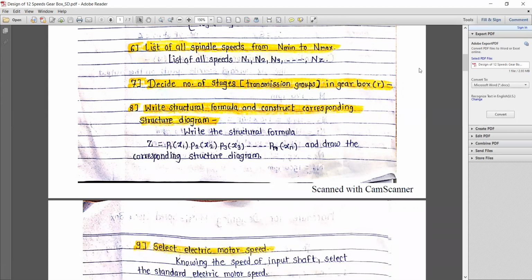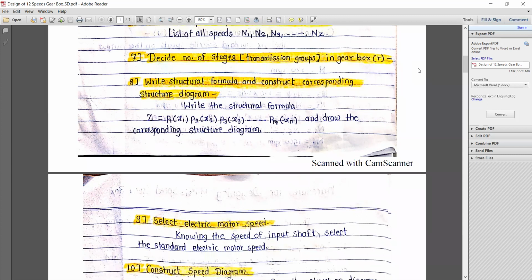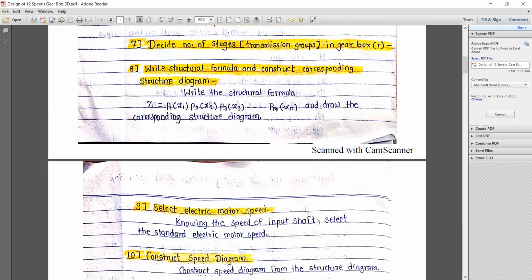Seventh, decide the number of stages, that is the transmission groups, which we discussed in the previous theory lecture, such as 2 into bracket 1, 2 into bracket 2. In such a manner we need to decide the transmission groups. Then write the structural formula and construct the corresponding structure diagram. To write the structural formula we use the equation Z is equal to P1x1, P2x2, P3x3 up to Pnxn. Then we need to draw a structure diagram.